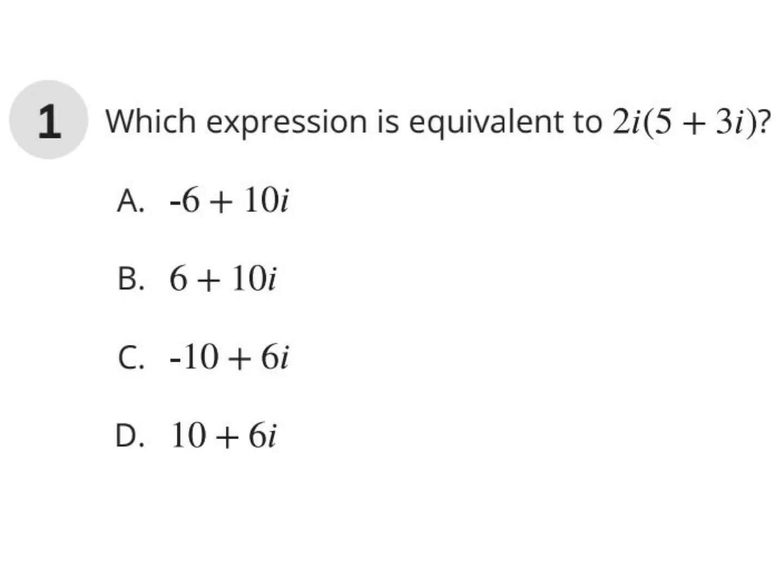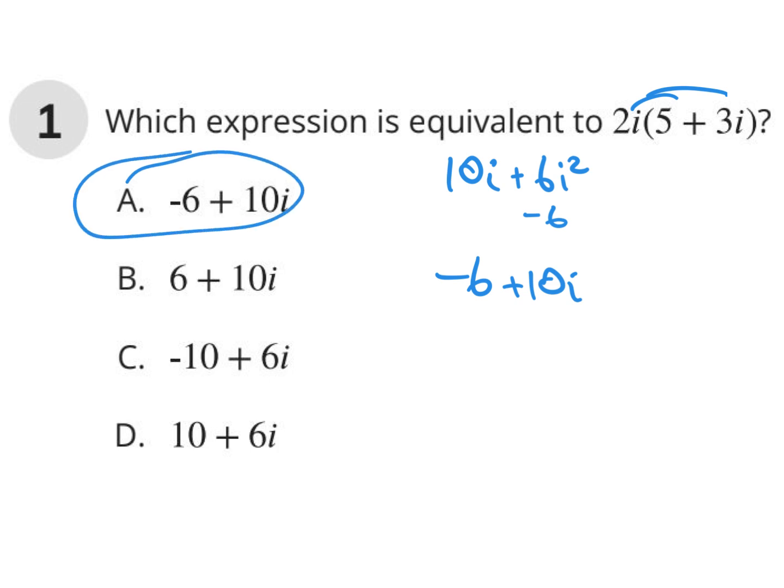Okay. Which expression is equivalent to this? So what you had to do was distribute the 2, and you get 10i plus 6i squared. We know i squared is -1, so this becomes -6. So -6 plus 10i, which is A.